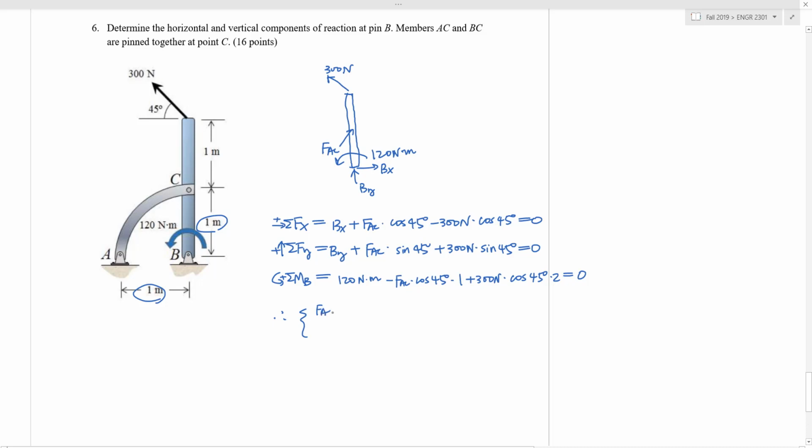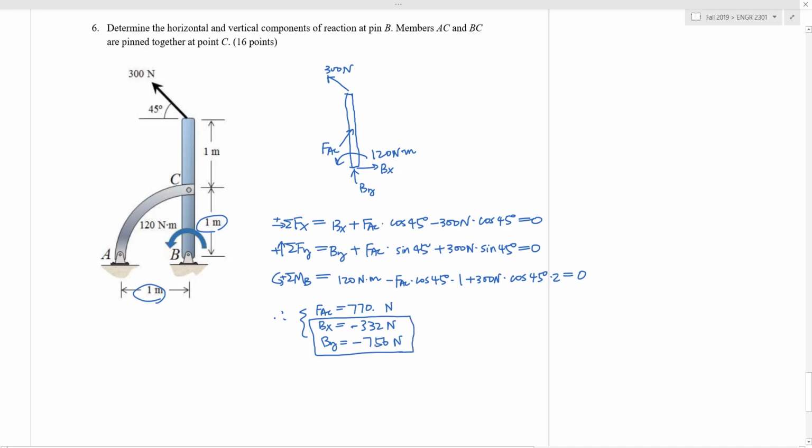So our FAC equals 770 Newton, with a dot indicating three significant figures. BX is going to be negative 332 Newton. And lastly, BY is negative 756 Newton. So really only the last two are what we're asked to find out.